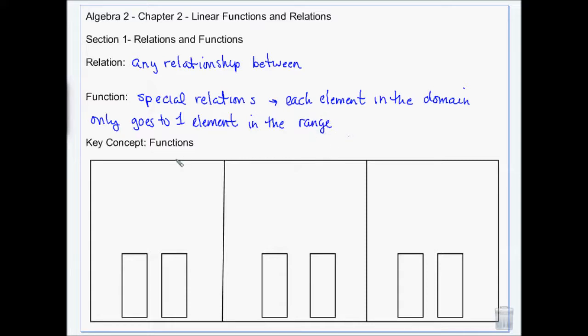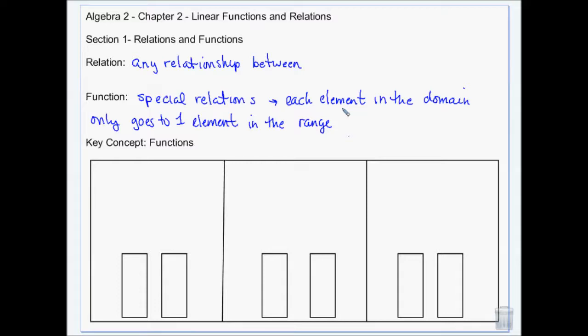But what that means is that the domain elements are the numbers that you plug in to the relationship. If I plug in a number, say 2, I only get one number out. That makes it a function. If it's not a function, I could plug in a 2 and I could get 2 or 3 numbers out. But with a function, you plug in one number, you get one number out.